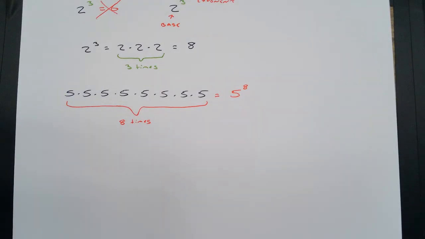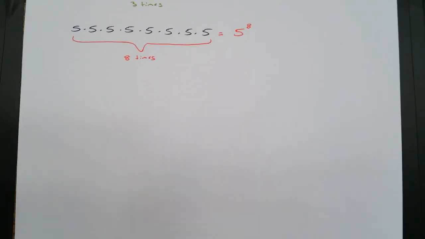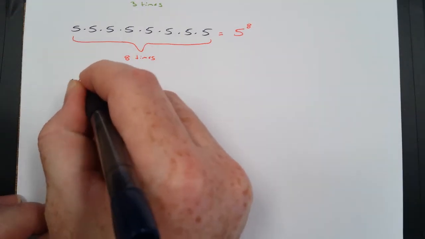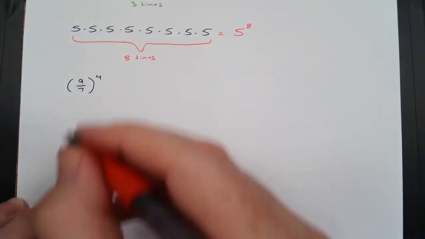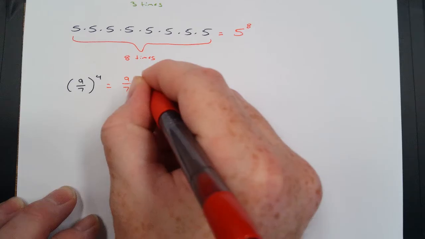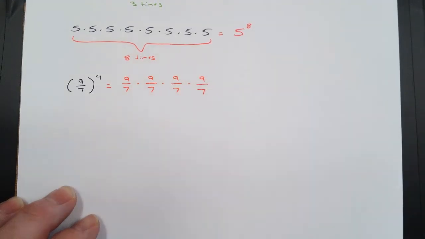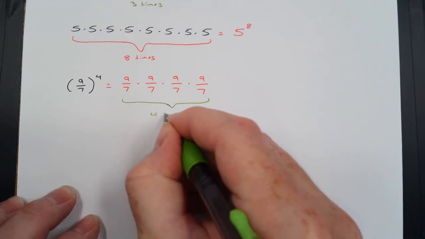Now this works for any number. This even works for fractions or decimals and negatives. As a fraction example, if we have 9/7 to the fourth power, we can write this as 9/7 times 9/7 times 9/7 times 9/7. This is 9/7, 4 times.